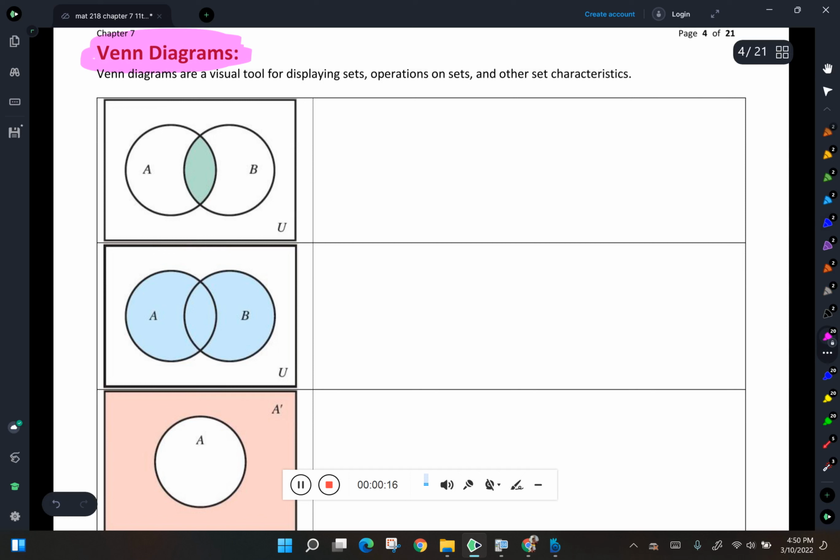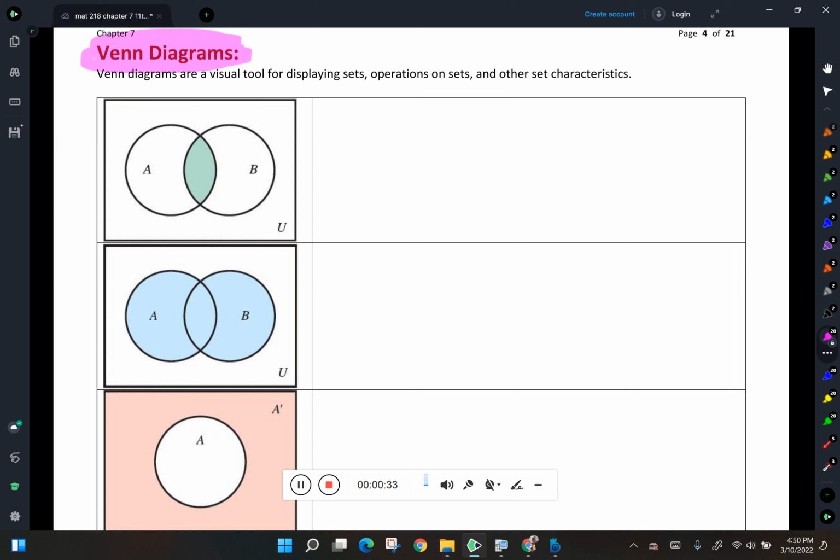All right, so first off, what is a Venn diagram? Well, a Venn diagram is a visual tool for displaying sets and operations of sets. We're going to use them for probabilities, for counting, for a lot of things. But basically they're a picture we can draw that can show a relationship between sets.